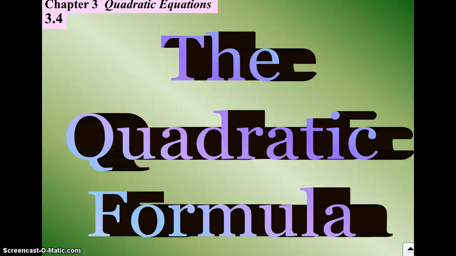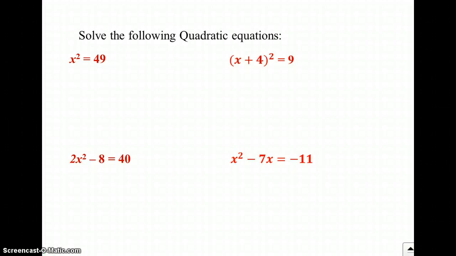Welcome, Math 20-1s. We're going to look at solving quadratic equations today. We'll eventually get to the quadratic formula, but we're going to do some preliminary stuff first. Let's solve the following quadratic equations.